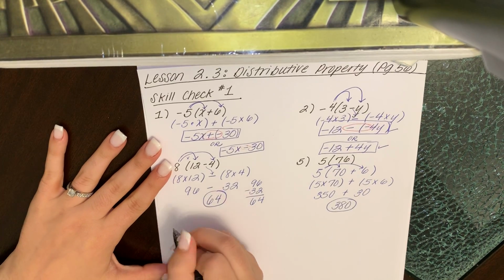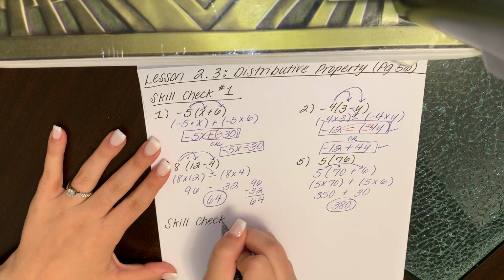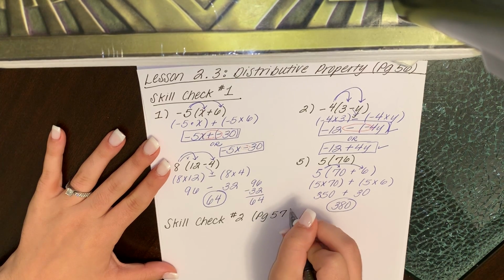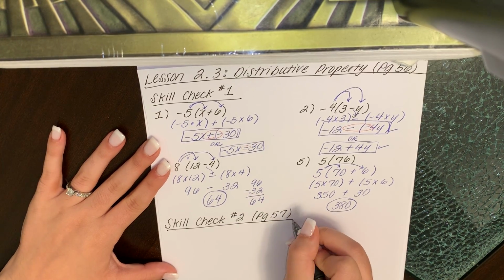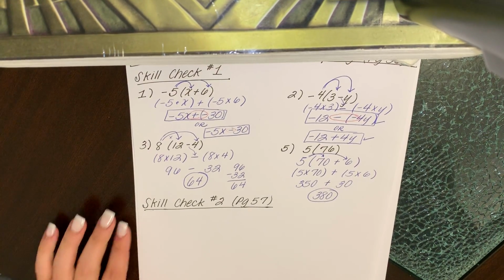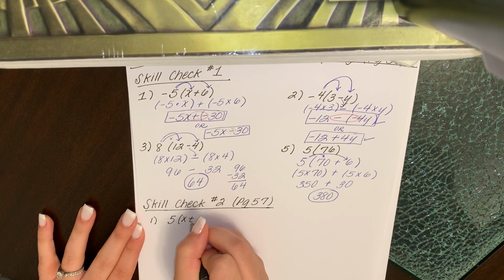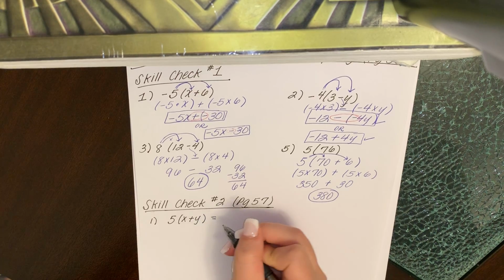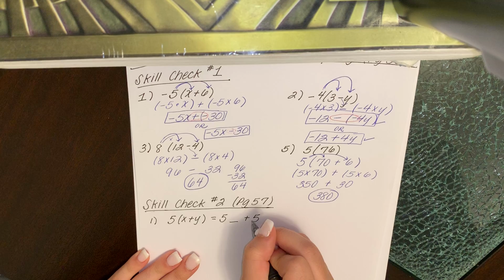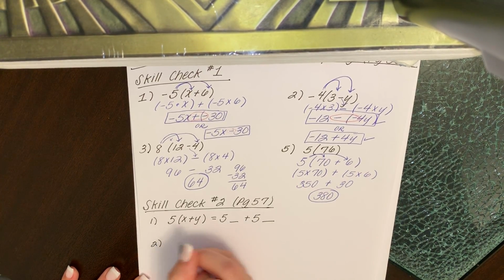So skill check number 2, however, is not on page 56, it's on page 57. Okay, let me make sure that you guys can see it. If it's in the view of the camera, yes it is. Okay, so number 1 looks like this of your skill check. And number 2 looks a little more like this.